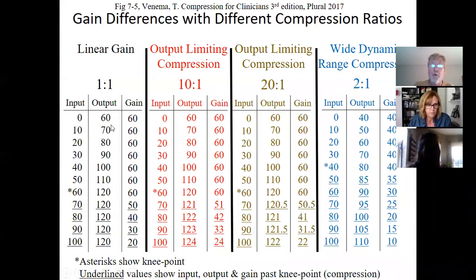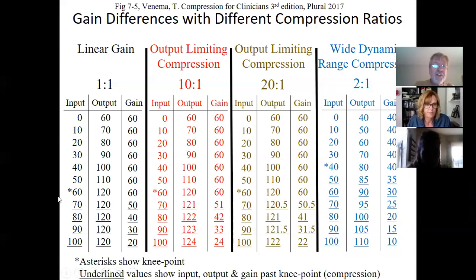Input of 0, output of 60, my gain is 60. Input of 10, output of 70, my gain is 60. Input of 20, output of 80, gain is 60. So you've got linear one-to-one amplification happening here. And how much linear gain are you getting? 60 in this particular case.